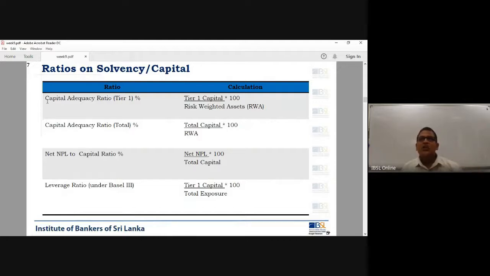And then subsequently, they released another document called Basel II, which is more stringent compared to Basel I. And then, I think after the 2008 or 2009 crisis, they came up with Basel III. Actually, in Sri Lanka, we now comply with the Basel III capital accord.